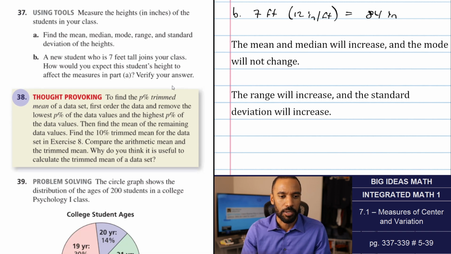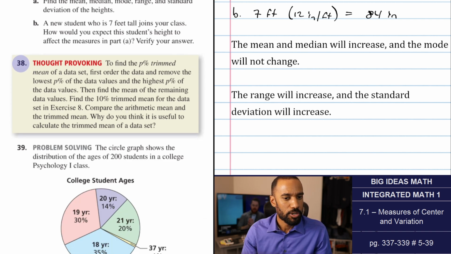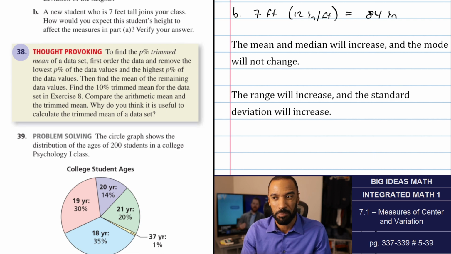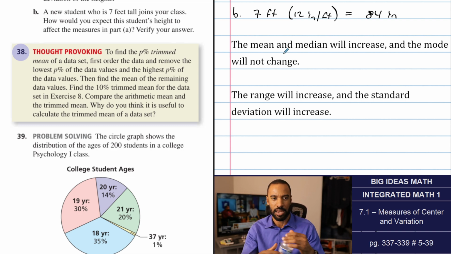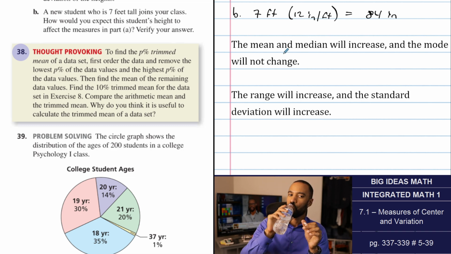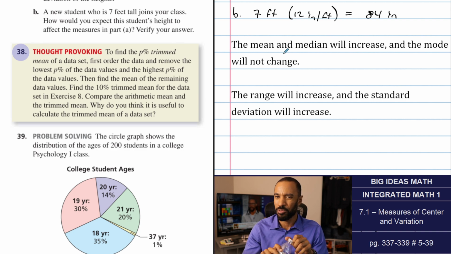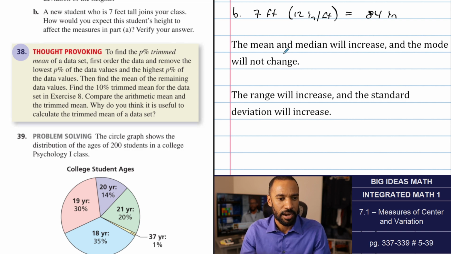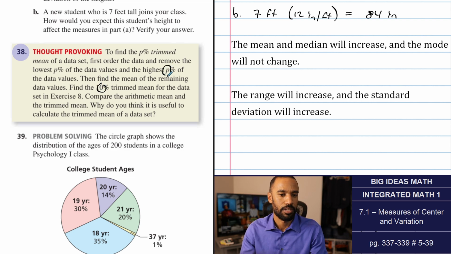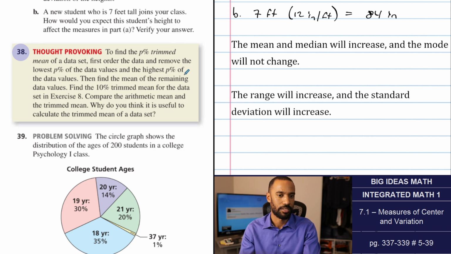Number 38, thought-provoking. To find the P% trimmed mean, I don't remember what that means, but they're going to tell us. To find the P% trimmed mean of a data set, first order the data and remove the lowest P% of the data values and the highest P% of the data values. Then find the mean of the remaining data values. Find the 10% trimmed mean. Oh, P is the number that they give us. The lowest and highest percent of the values.